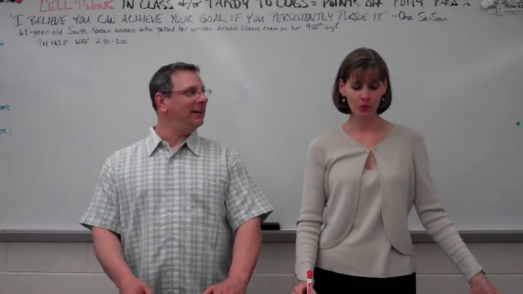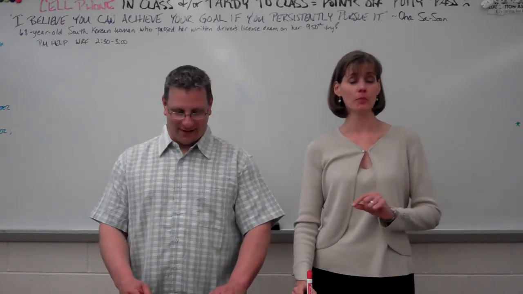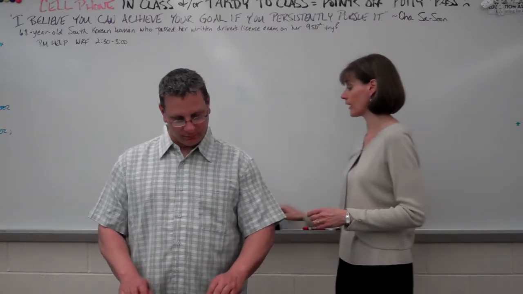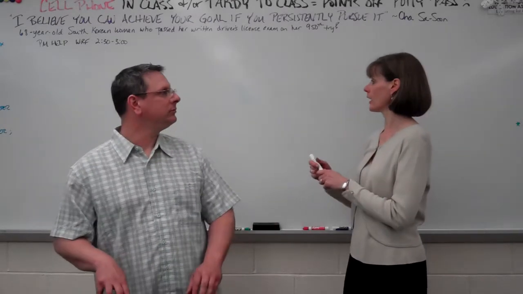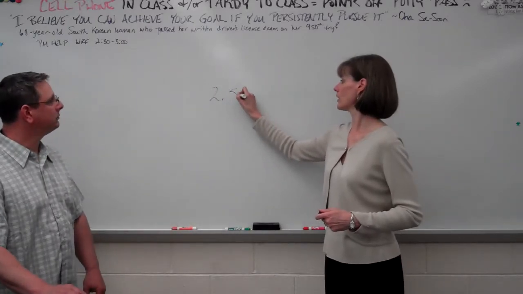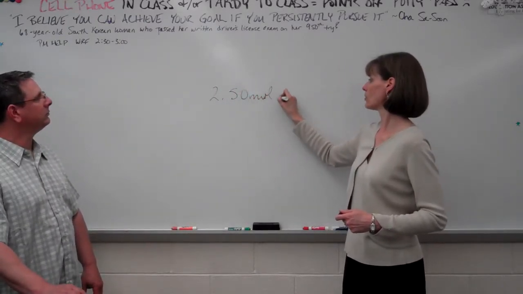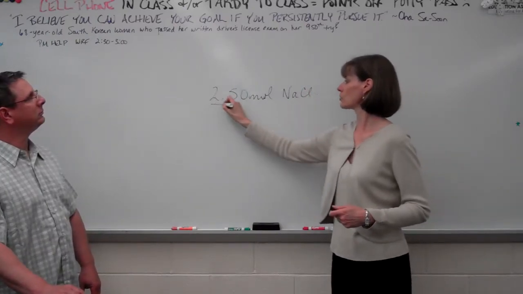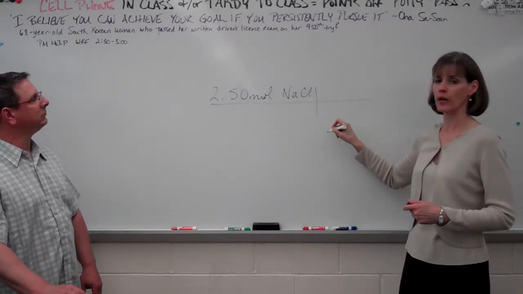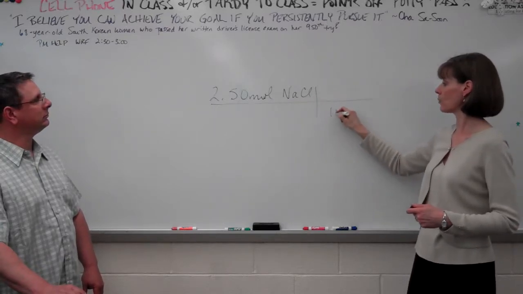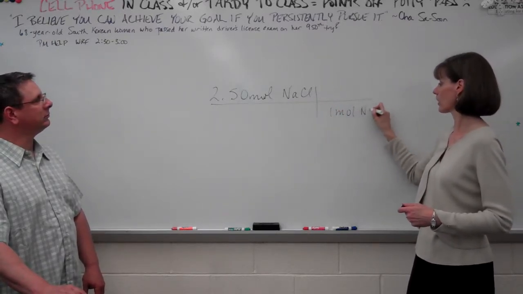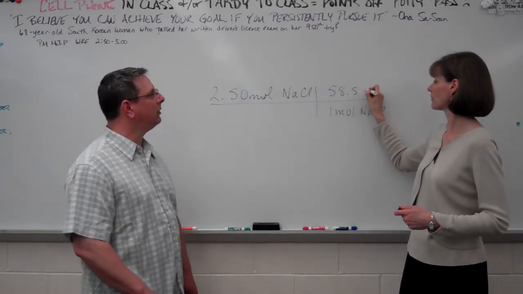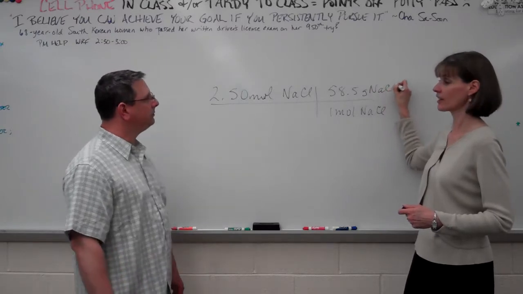So this is a problem where you're given moles and you're turning it into grams. And you've had a couple of those already. So say we had 2.50 moles of sodium chloride. How do you turn that into grams? Well, we want to cancel moles at the bottom. 1 mole of sodium chloride is going to be 58 and a half-ish, point something grams of NaCl.